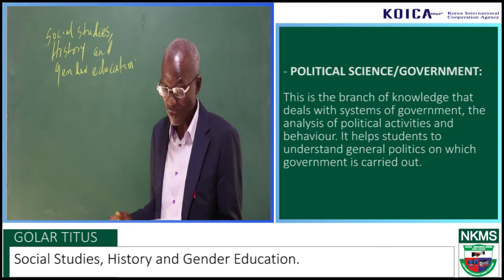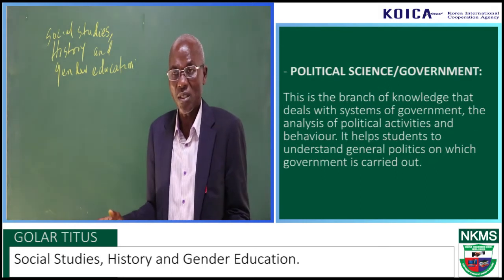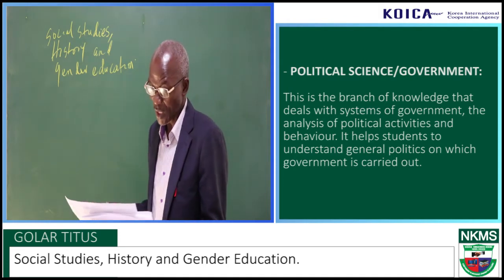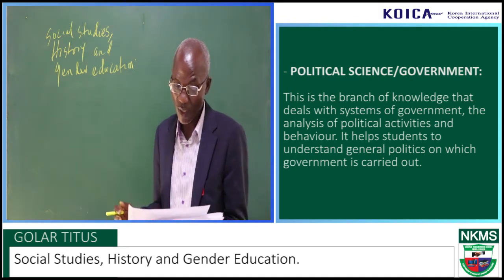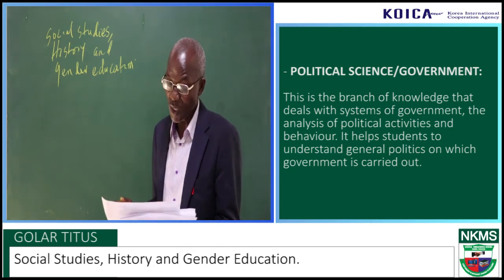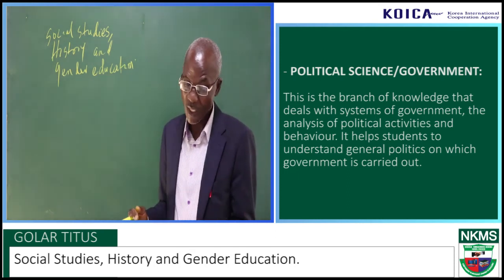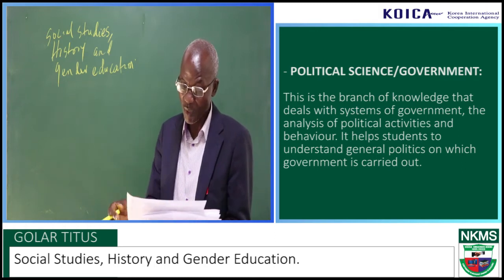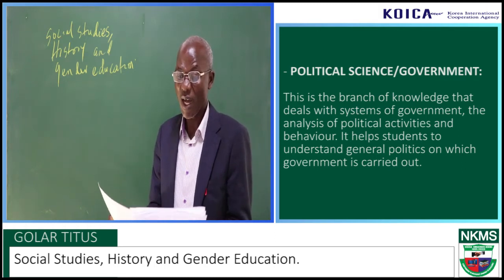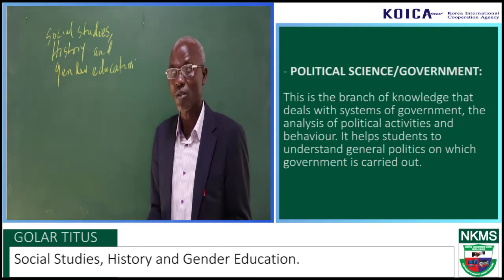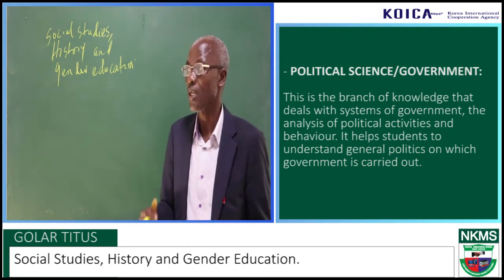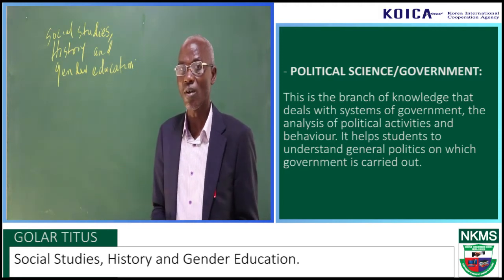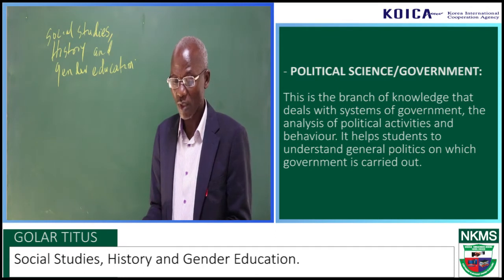Now, political science and government. Social studies also covers political science and government. This is the branch of knowledge that deals with systems of government, the analysis of political activity and behavior. It helps students to understand general principles on which government is carried out. And that really helps a lot, because when you teach students on how government carries out its activities, as they are coming home, they will appreciate what government is doing and also contribute their own culture.